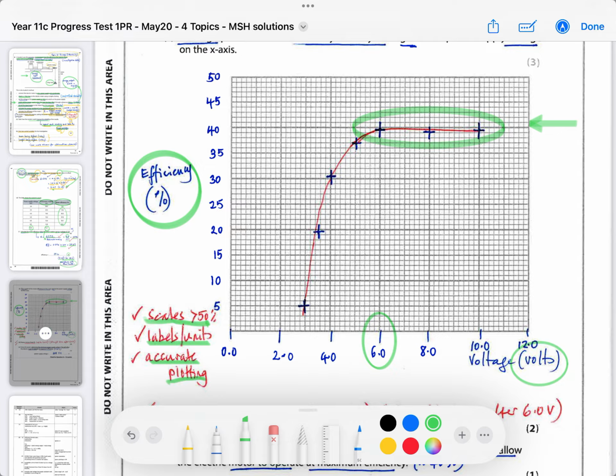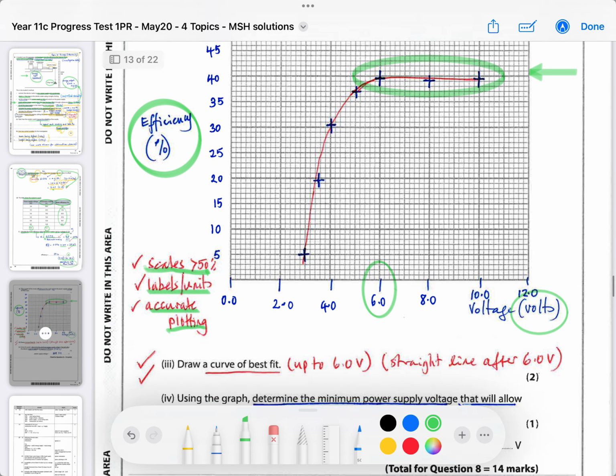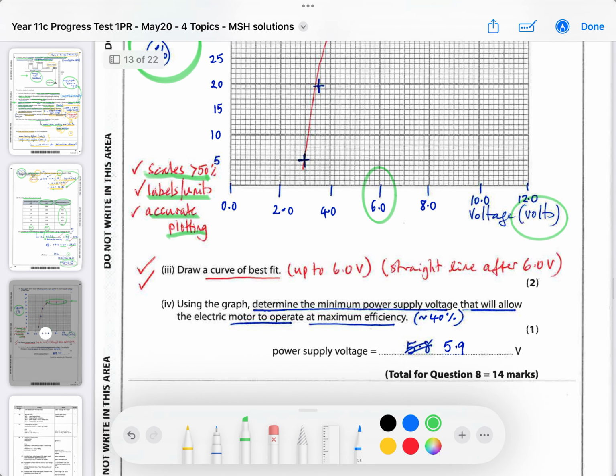Okay, so you don't need to go to 100% efficiency like 1 or 2 of my students did, because that will make your graph shrink, as in the data will only cover a fraction of the graph paper. You always want to zoom in, if you like, to make the spread of points as large as possible. Okay, so draw a curve of best fit.